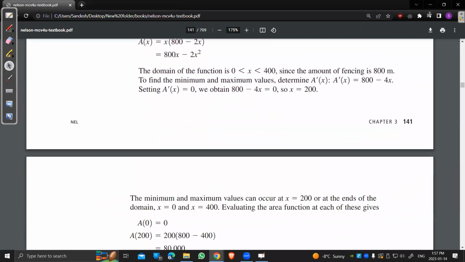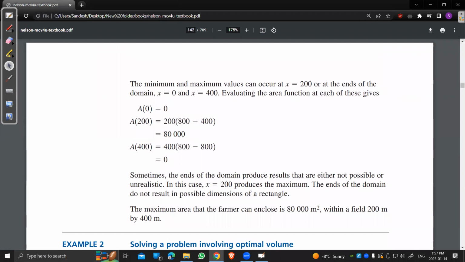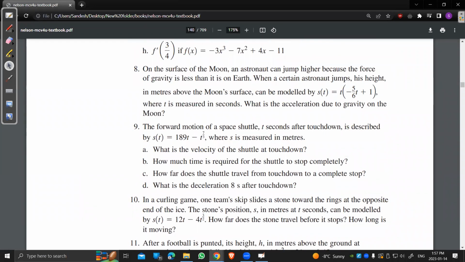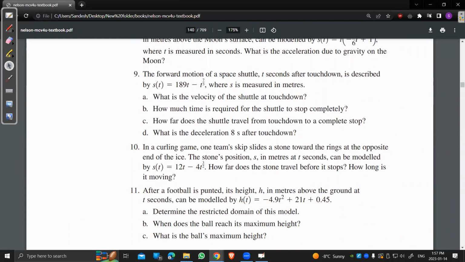Did they get that? Yeah, 200, 400. There we go. Okay, the other question is going to take a while. Let's do one of these quickly.